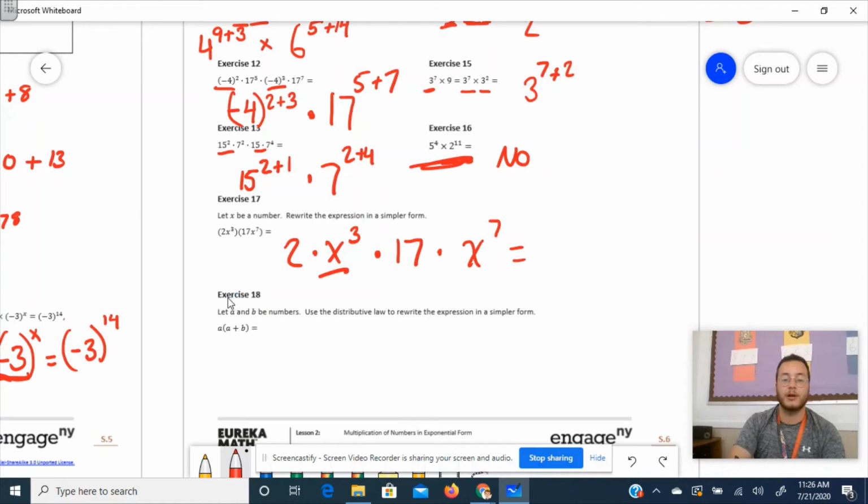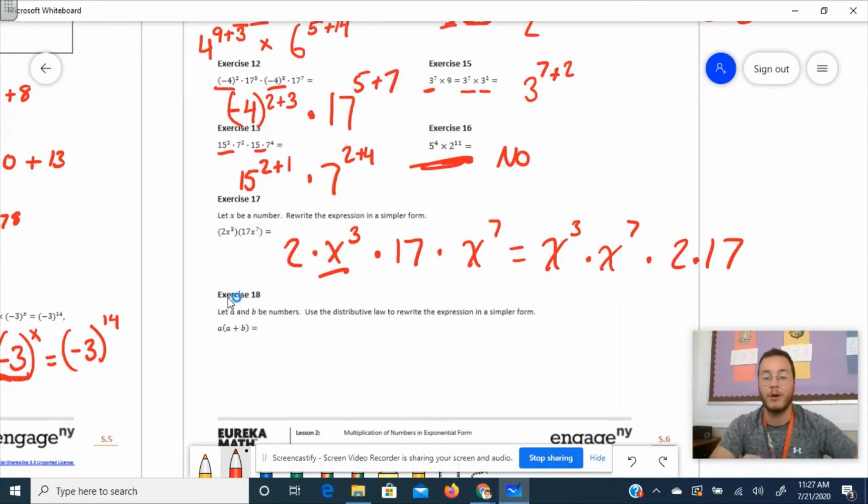So my like terms are x. I definitely have x to the third power times x to the 7th power. I'm putting those by each other because they're the same base. And I'm left with 2 times 17. Now remember why I can just move this around? Because of the commutative property. If everything is being multiplied, the commutative property says I can flip it however I want.